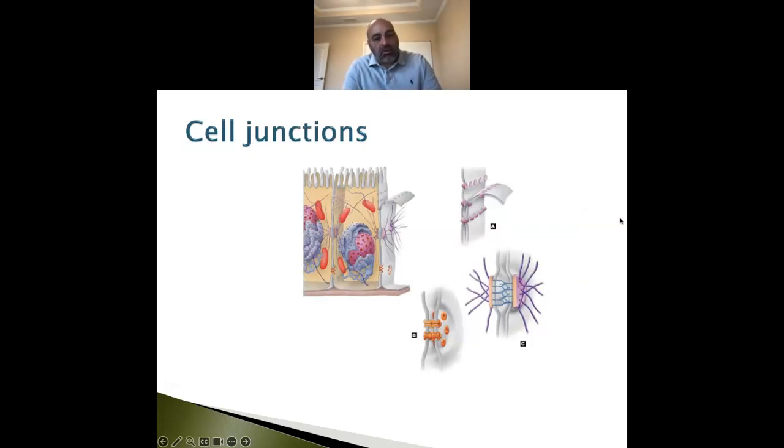Cell junctions, so attachment of cells, creating tight barriers, so moisture can't get through, bacteria can't get through. Also for communication between cells, transfer of electricity in the heart, transfer of nutrition cell to cell. So all of those are important functions there.